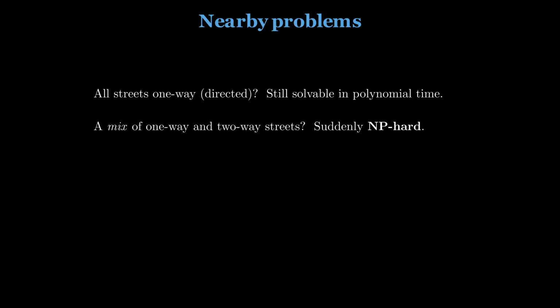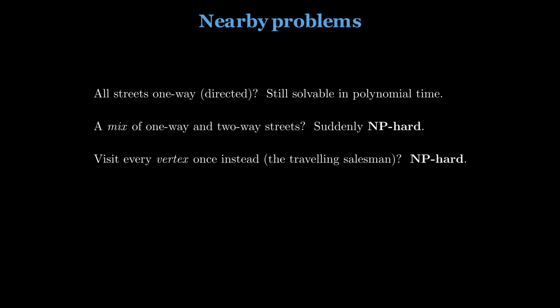3 neighbors of this problem are worth knowing. If every street is one way, the postman problem is still solvable in polynomial time. Mix one-way and two-way streets, and it suddenly becomes NP hard. And the famous cousin, visiting every vertex once instead, the traveling salesman problem, is NP hard as well. Covering every street is easy. Visiting every vertex is hard.